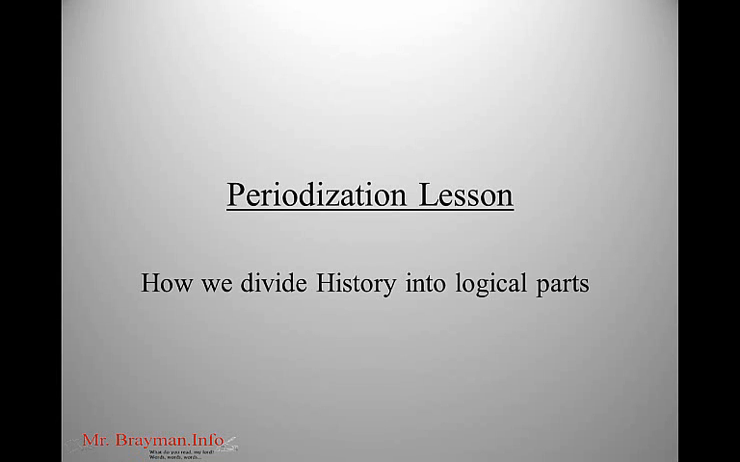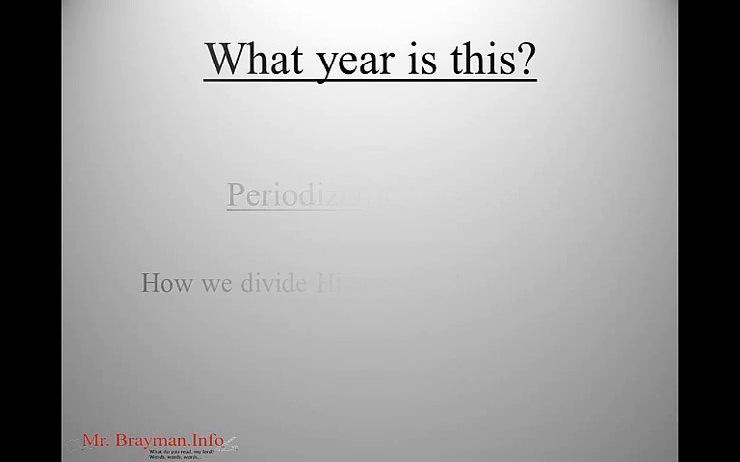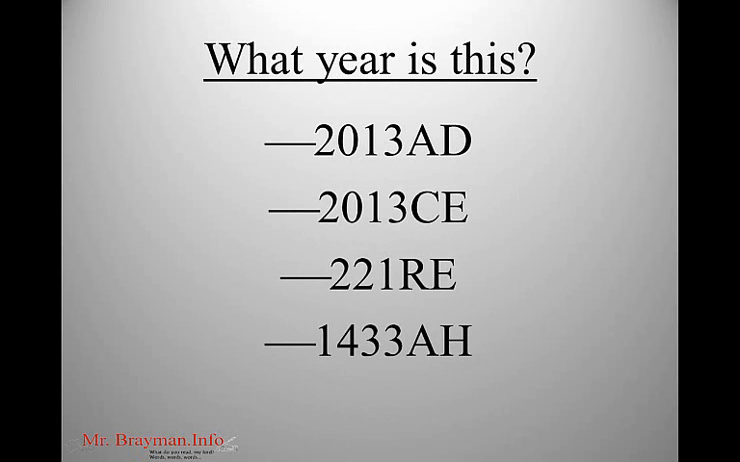All right, so this is our periodization lesson, and this focuses on how we divide history into logical parts. So first, let's just take a look at the year, right? What year is this? It may seem like a silly question, but it's not. Is it 2013 AD? Is it 2013 CE? Is it 221 RE? Or is it 1433 AH? And if you're watching this lesson later than 2013, you can just adjust all these numbers accordingly.